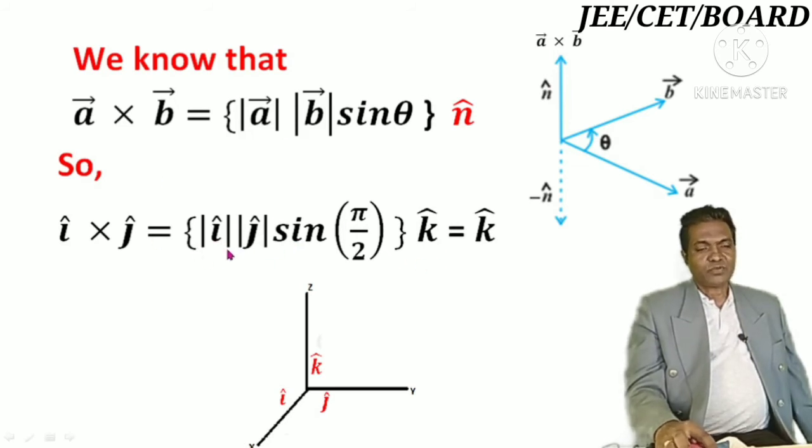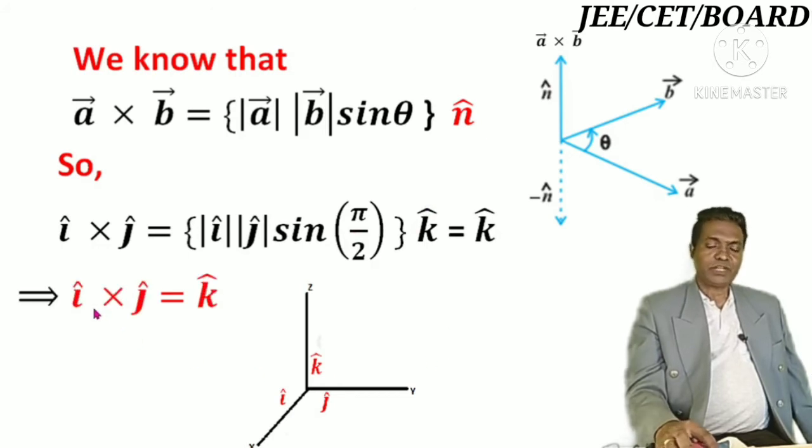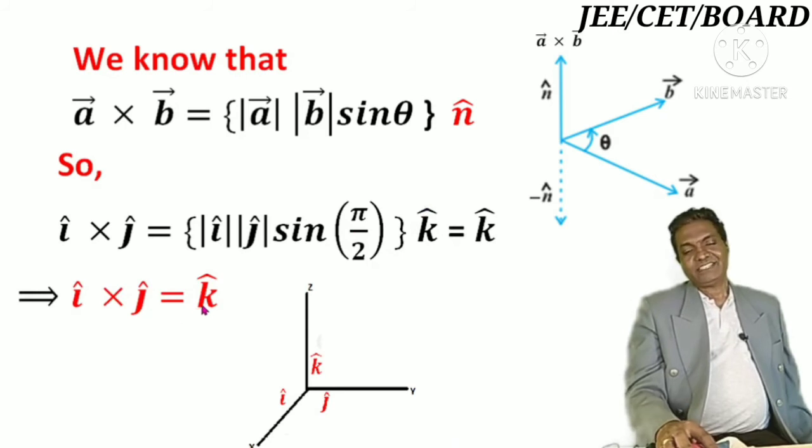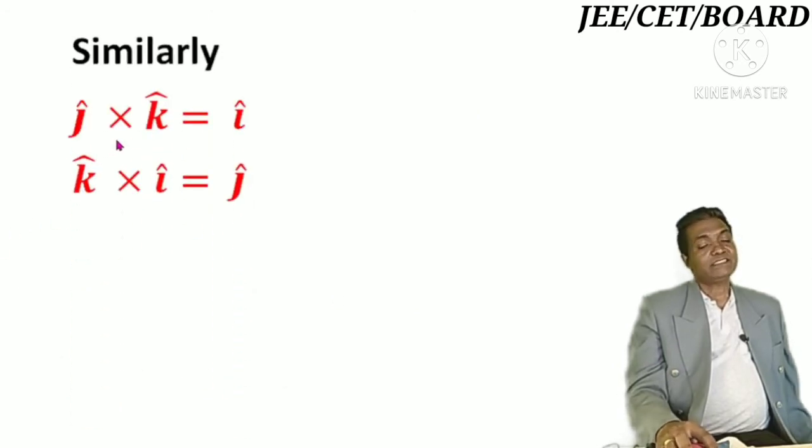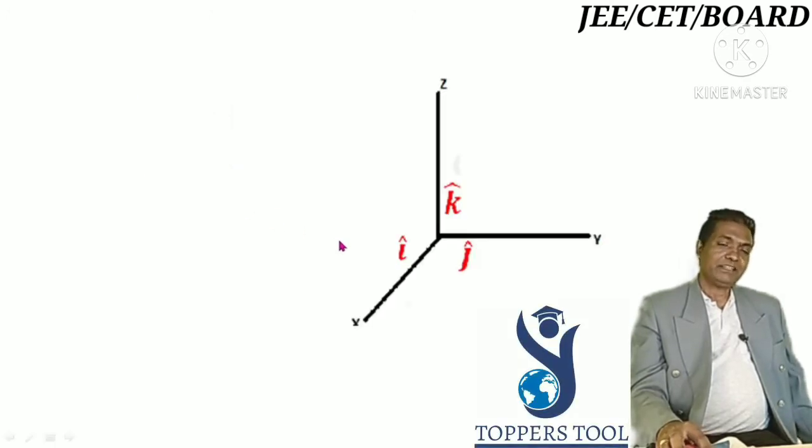I is a unit vector, its magnitude is 1, j's magnitude is 1, and sine 90 is also 1. So you are left with only k cap. So remember that I cross j is always k. Similarly, we can see that j cross k is I, and k cross I is j. Remember this.